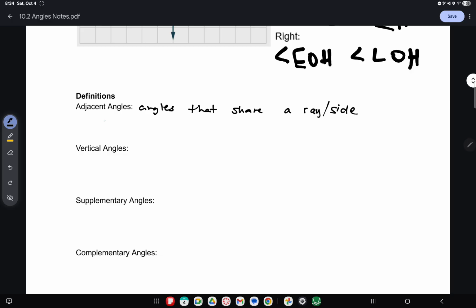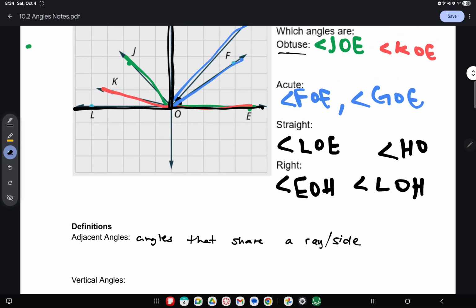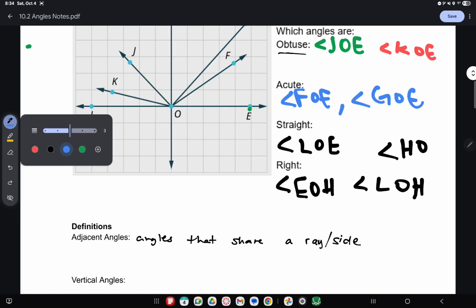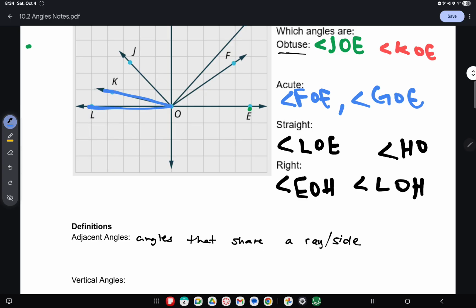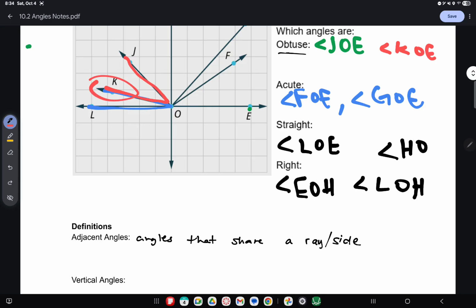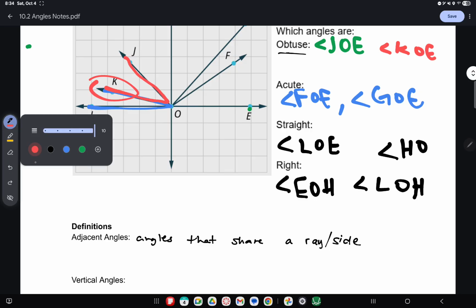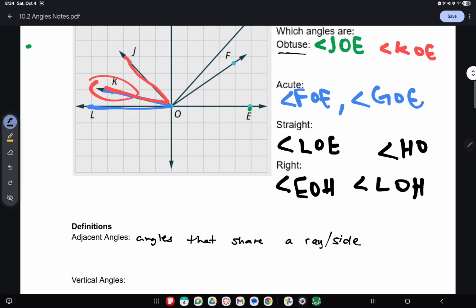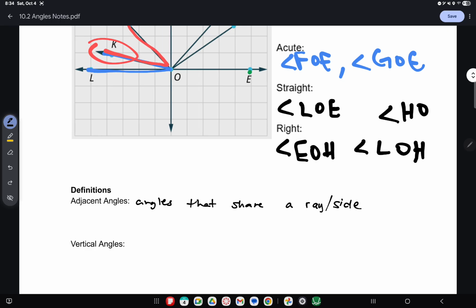I'll just draw an example here. I'll use this one. I've got one angle here, and then I have another one here. Do you see how they share? Oh, I wish I had a purple, because red and blue makes purple. They share this line segment here. They are adjacent angles because they are sharing that side or that ray.